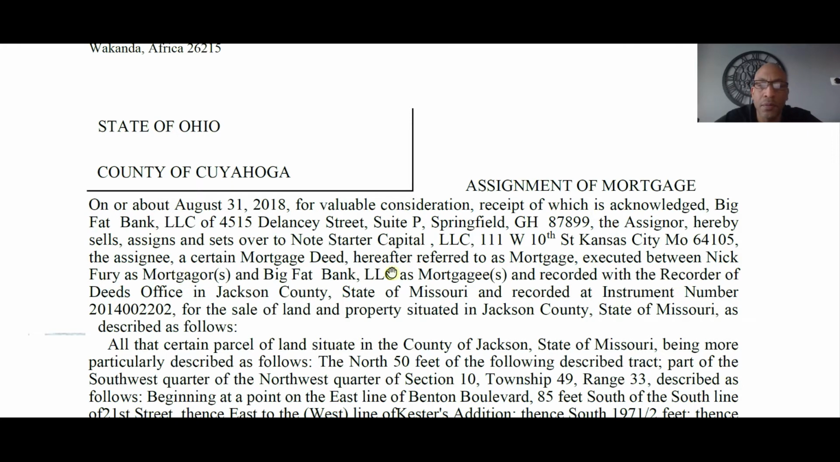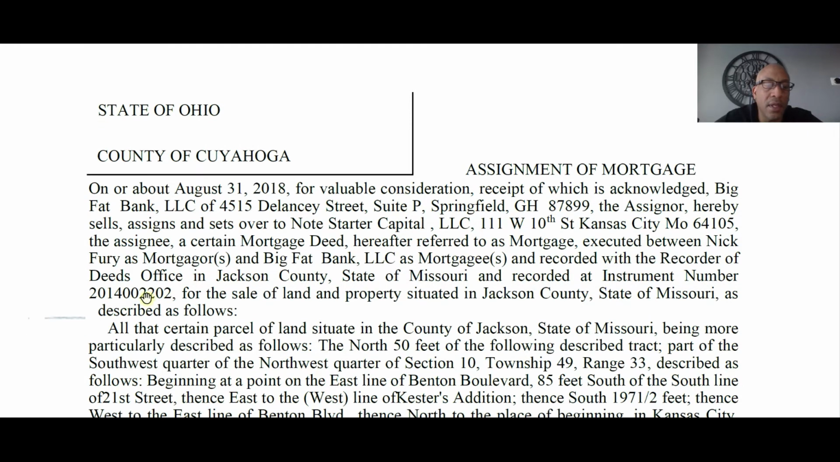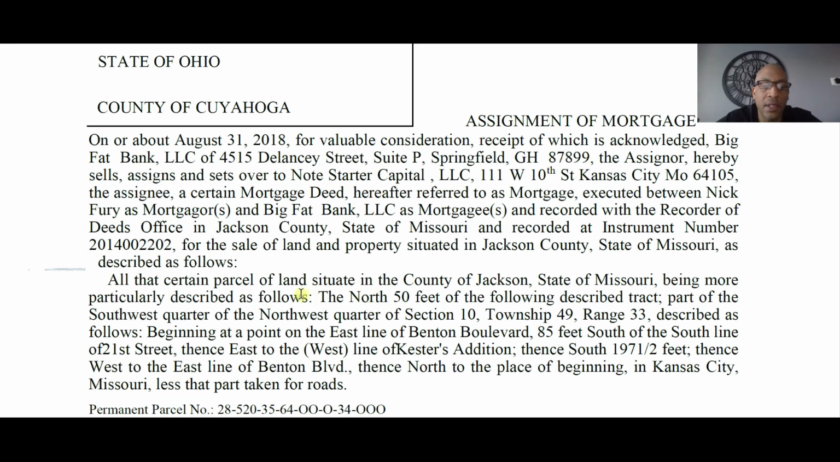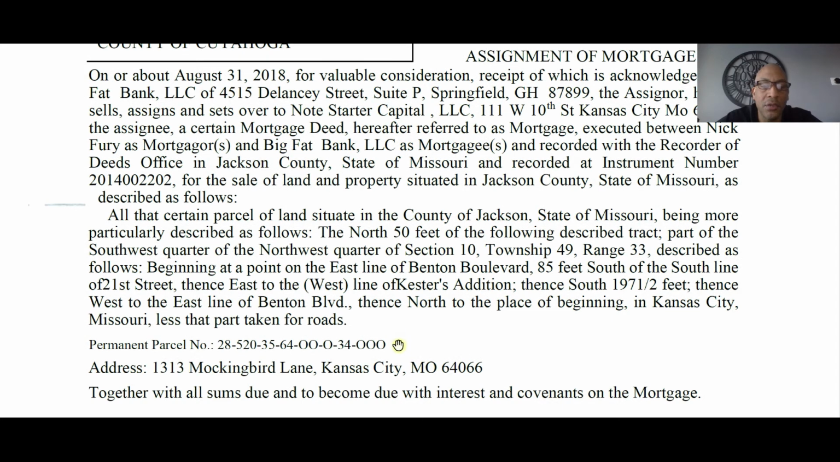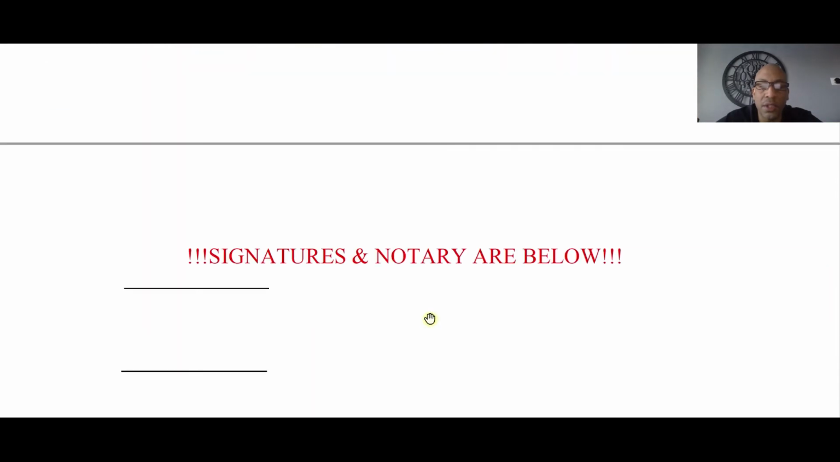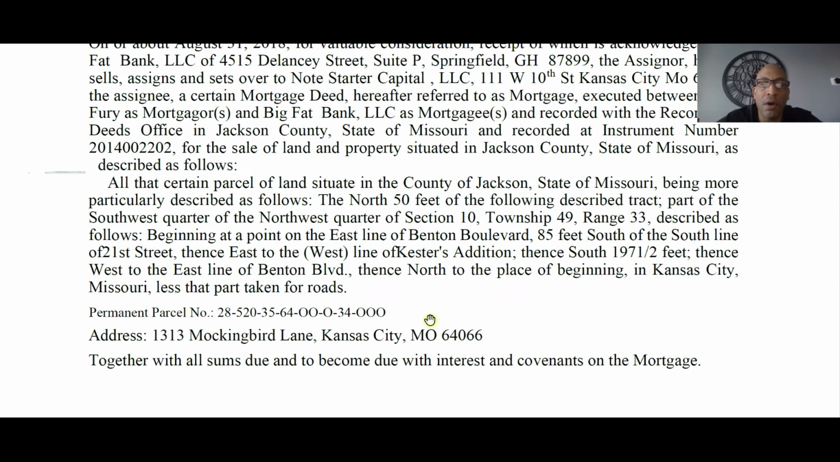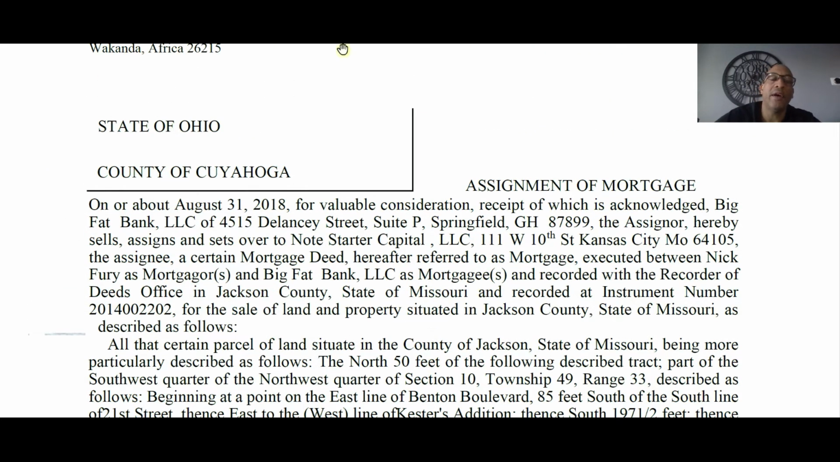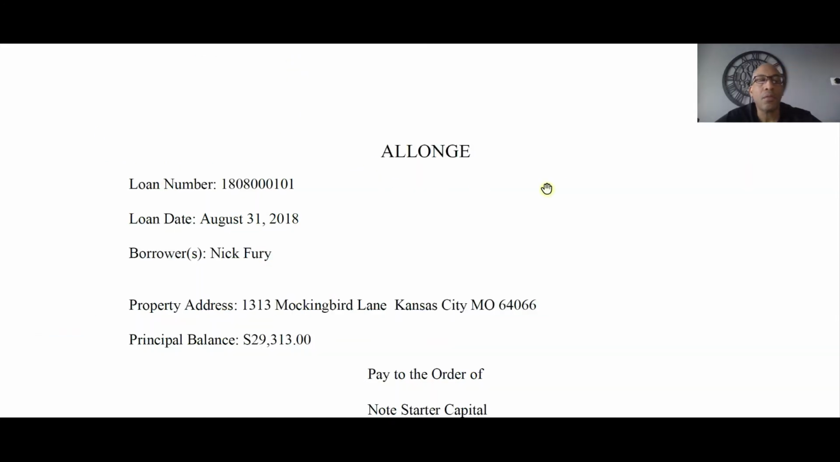Google Nick Fury too. And you will see the recorded instrument number. Remember that number, we'll go back to it. And then it talks about the legal description of the property, gives you the parcel number, gives you the address of the property, and then also you will see signatures and notaries below. So all this stuff has to match in your collateral file to make sure that this chain of title is accurate. So then you have the allonge, which is really simple.